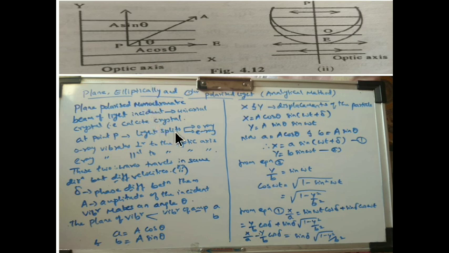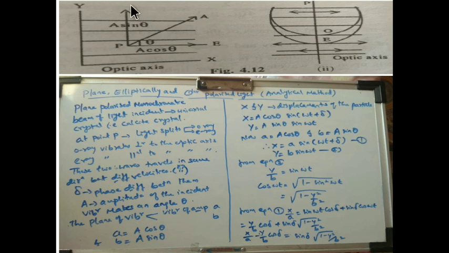The ray enters the crystal at the point P, which is represented here. On entering the crystal at point P, the plane polarized light splits up into two components. Already we have learned that when light is incident on the crystal, it divides into two parts. One will be the ordinary wave and the other the extraordinary ray. Here E represents the extraordinary and this is the ordinary.